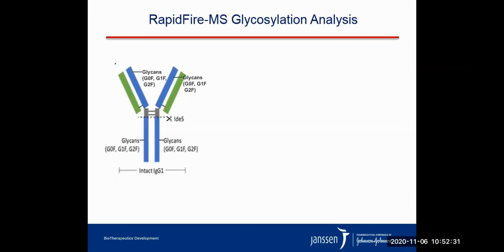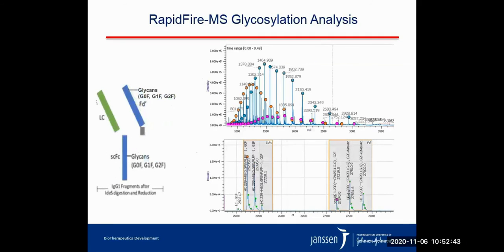Product quality attributes such as glycosylation can be estimated by performing RapidFire-MS analysis on antibody fragments. In this example, we investigate the glycans of the heavy chain located in the Fab and Fc domains using IdeS. We can generate the Fd and Fc regions of the antibody and analyze each individual chain for their glycan distributions.